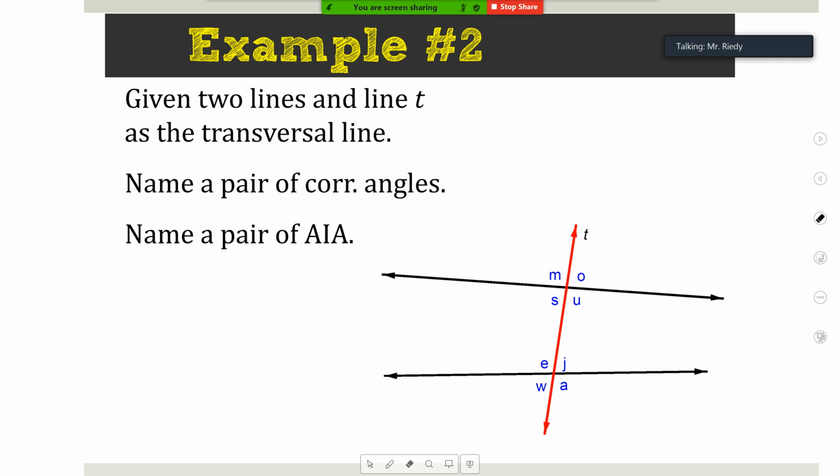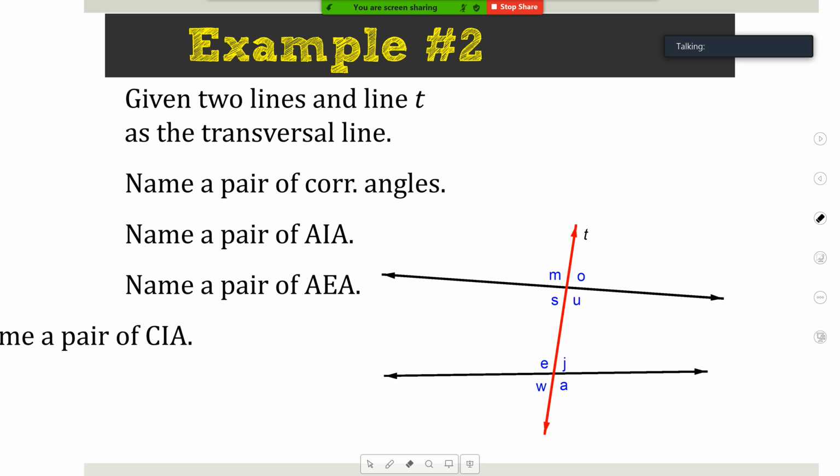Lorenzo, which ones are alternate interior angles? E and U. Good. And the other pair? X and J. Well done. How about some alternate exterior angles, Nia? M and A. Good. And the other pair? O and W. Good. MA and OW.